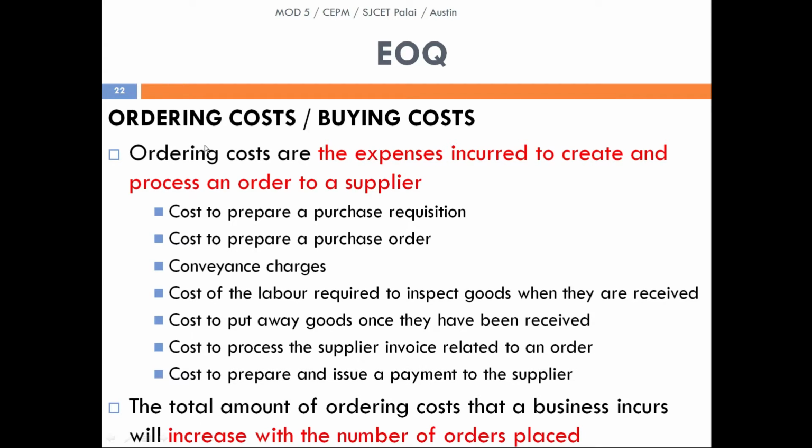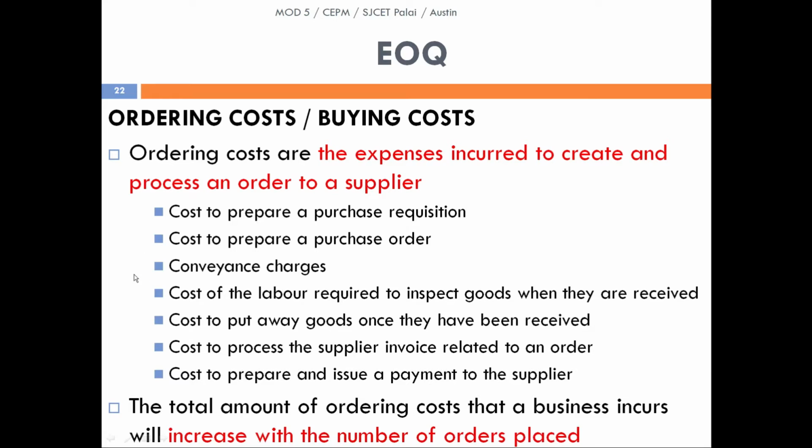So it's always necessary to reduce the ordering cost, and the only way in which we can reduce the ordering cost is by reducing the number of orders. Reducing the number of orders means in each order we can keep more commodities, so that the number of orders can be reduced. Likewise, the ordering cost or buying cost can also be reduced.